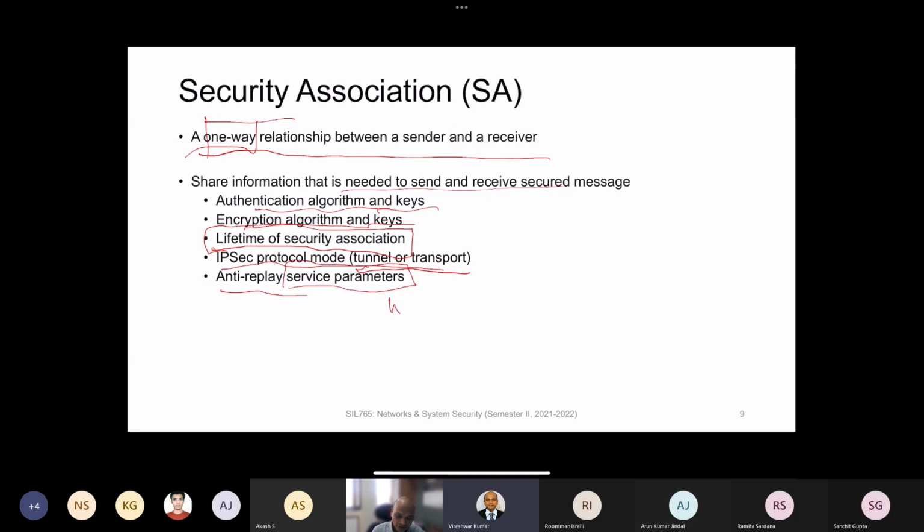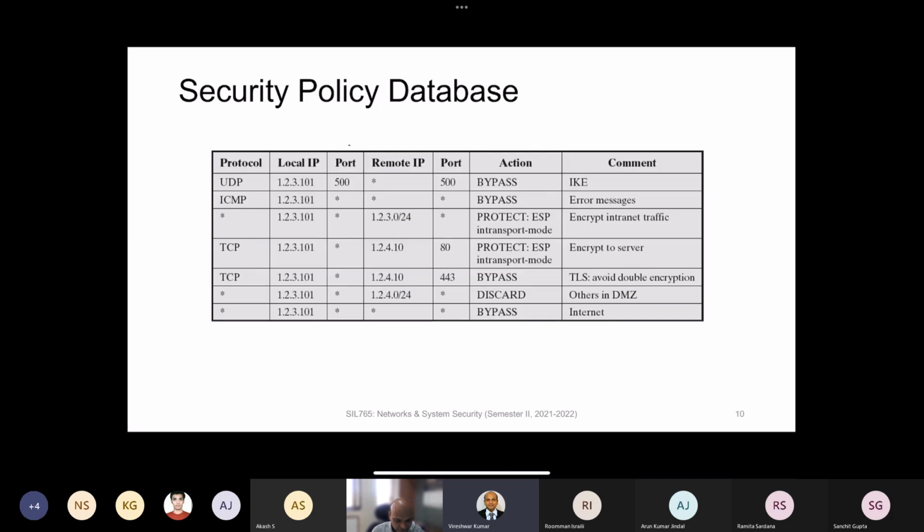So one parameter I already showed you. What is the window length? That itself is a parameter, isn't it? I selected 10, but if I select 100, what will happen? There will be different trade-offs based on how much resistance you have for replay attack and how many packets are being dropped. So based on that trade-off, you decide on certain parameters. So that information is also part of the security association database.